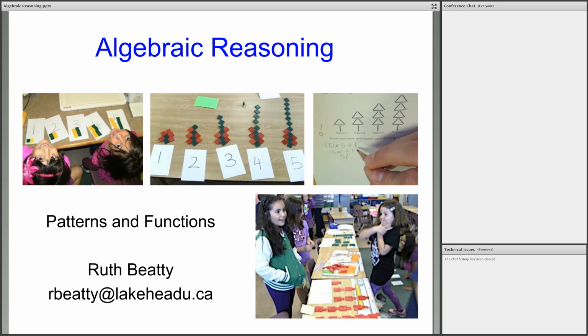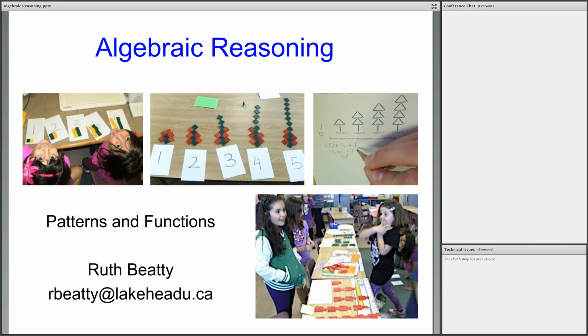I'm at Lakehead University, at the Orillia campus. I'm looking out, gorgeous day today, looking out over Lake Simcoe. So I hope wherever you are, it's also a gorgeous day so we can all start to think about spring. Anyway, getting into our algebraic reasoning.